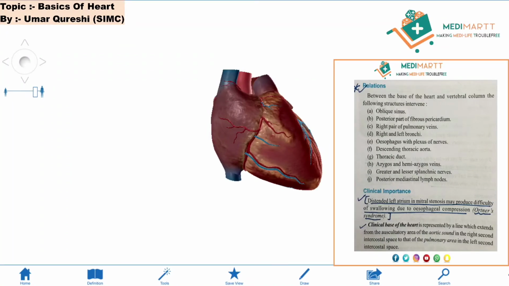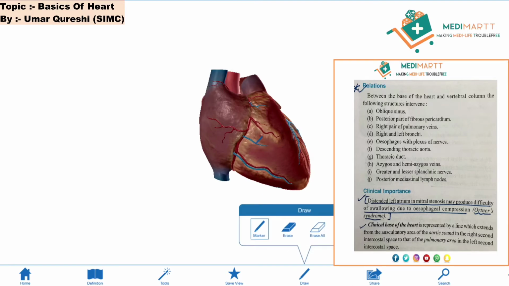So as you all can see, this is the heart, and we have inserted the page of the A.K. Datta because our reference book for this basics of the heart series is the A.K. Datta, so you can check it out. Okay, so today, as in the previous class we have discussed some details about the base of the heart. Today also we will discuss some things related to the base of the heart, like what are the relations of the base of the heart and what's the clinical importance. So we have to understand and think about what these things present over here are.